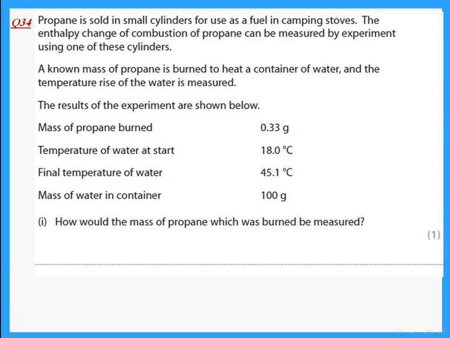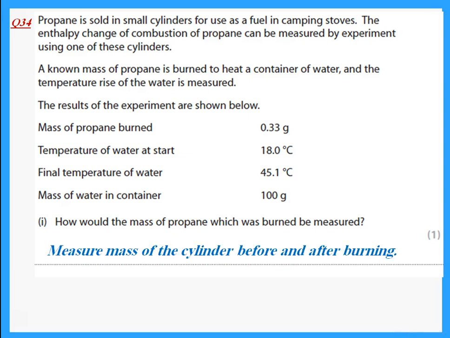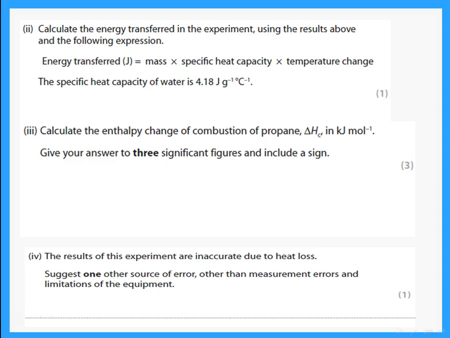In the other questions, how did we get the mass of propane that was burnt? Remember, in the other questions, they gave us the mass of the cylinder before burning and after burning. So he's saying the propane is in a small cylinder or container. In order to know how much propane was burnt, we measured the container with the propane at the beginning before burning, and then at the end after we burnt it. The difference would be the mass that was burnt.